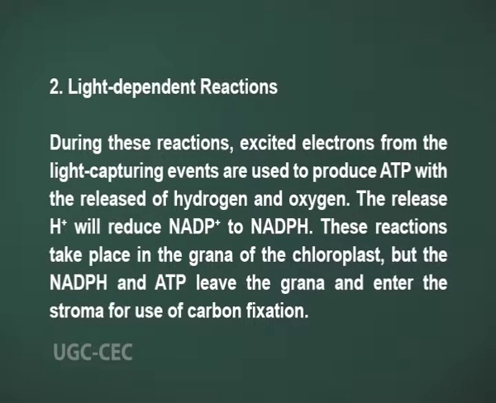The second part is the light-dependent reactions. During these reactions, excited electrons from the light-capturing events are used to produce ATP with the release of hydrogen and oxygen. The released hydrogen ions will reduce NADP+ to NADPH. This reaction takes place in the grana of the chloroplast, but the NADPH and ATP leave the grana and enter the stroma for use in carbon fixation.